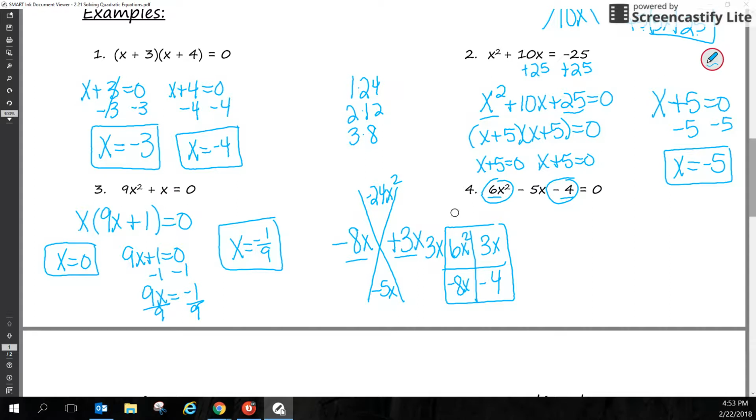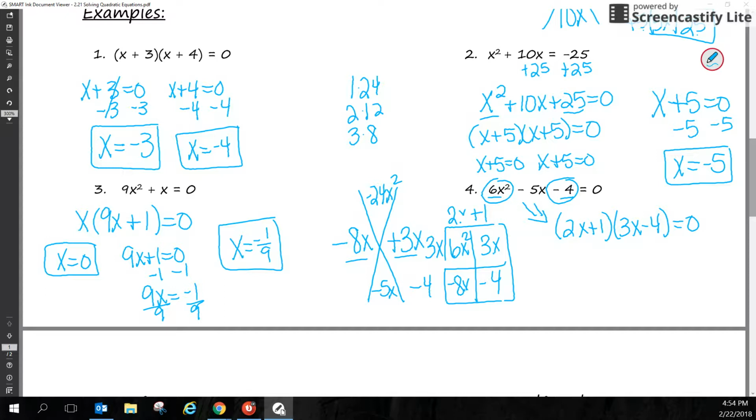To figure out what goes here, what times 3 gives you 6? That would be 2. What times x gives you x squared? That's x. For the next column, what times 3x gives you 3x? That's just 1. And then for down here, what times 2 would give you negative 8? That's negative 4, and we already have our x. So does negative 4 times 1 give me negative 4? It sure does. So this guy in factored form becomes 2x plus 1 times 3x minus 4. That's equal to 0. So now I've factored it completely.